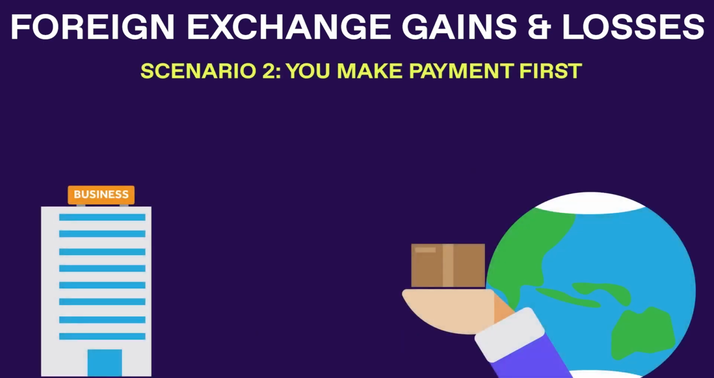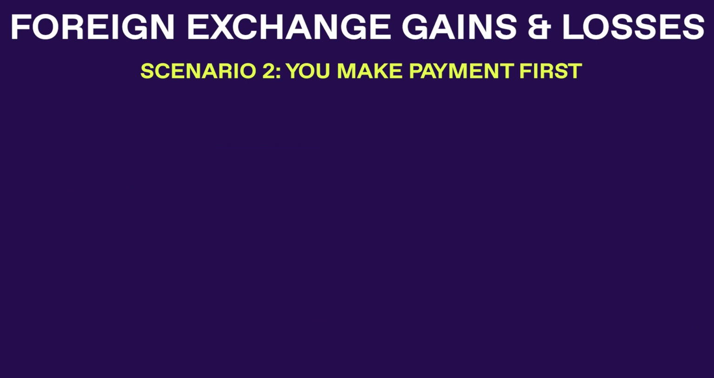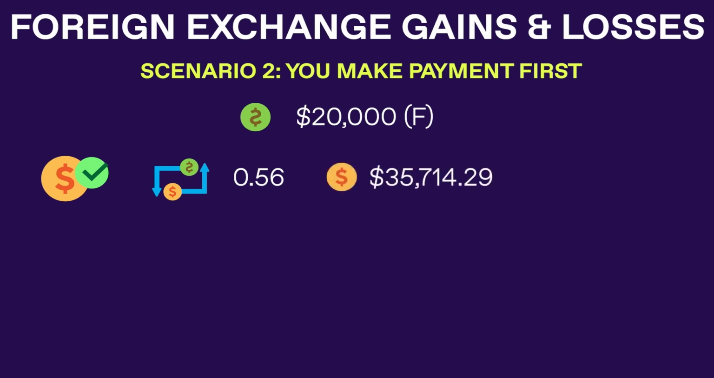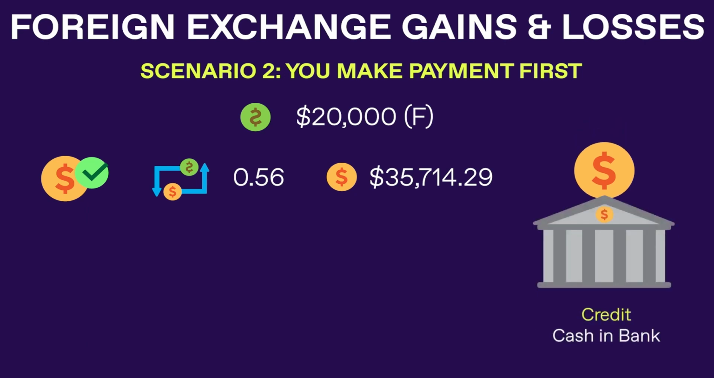Quite often with overseas suppliers, you have to make payment before you receive the invoice. Now in this case, we're going to say we're paying $20,000 in foreign currency at an exchange rate of 0.56, which means in our currency, we're paying $35,714.29. The transactions for this are debit supplier deposits and credit cash in bank. This is the initial transaction.